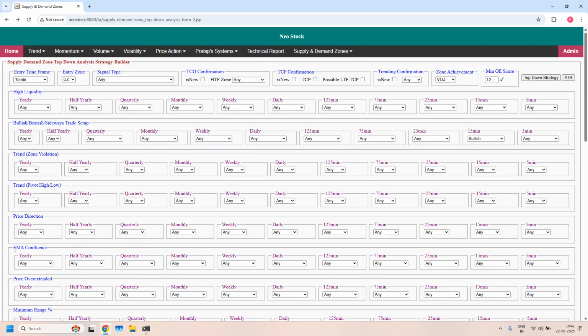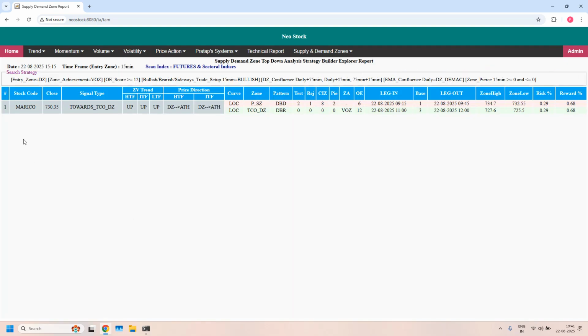Let us verify the EMA confluence at daily. I am checking daily demand zone with daily EMA. So it is filtered. So that way this 75 minutes, this 15 minutes demand zone, because entry time frame is 15 minutes, might be having more high probability to get success, provided lesson 20 checklist items are satisfied. Otherwise, there are higher chances of zone violation. So this is about bullish trade setup for daily income trade.